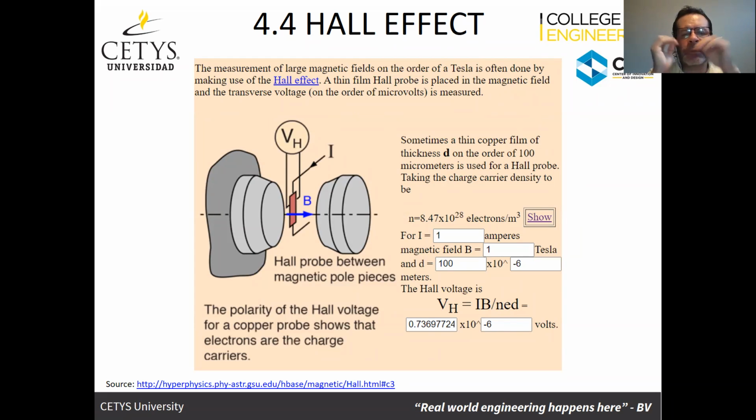So what we see there is that we've got two poles generating a magnetic field. The magnetic field is generated between these two round things here. Imagine these two are the magnets. They're generating a magnetic field that goes from left to right. Then we've got the small piece of film. In this case, the material is important. It's a copper film that has a thickness D. It's a very, very small thickness, in the order of micrometers, about 100 micrometers.